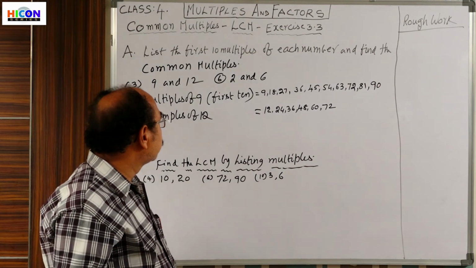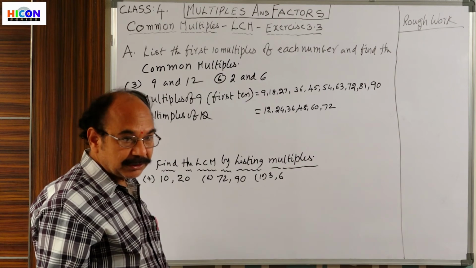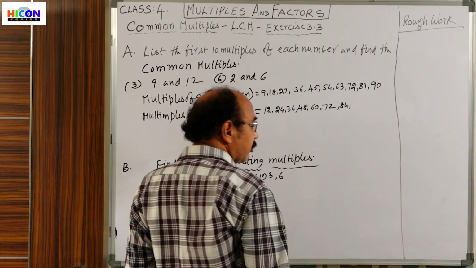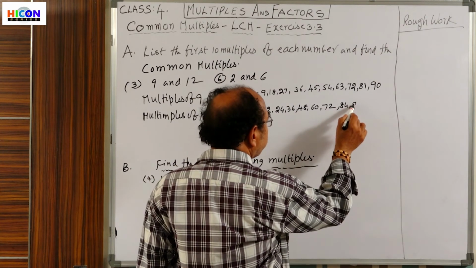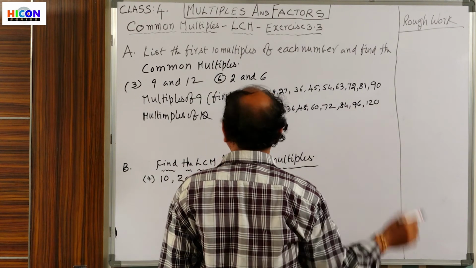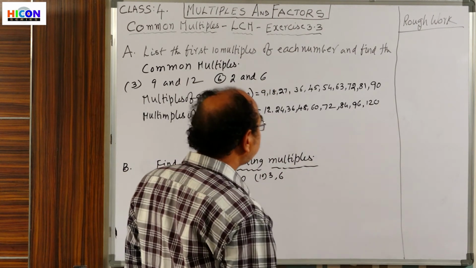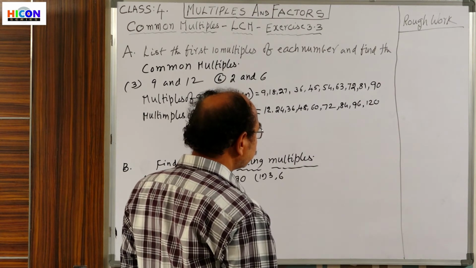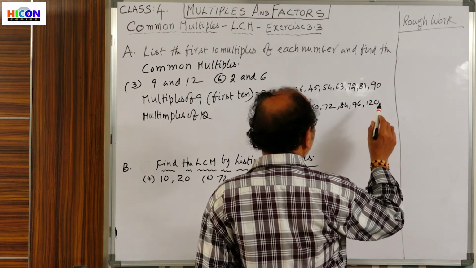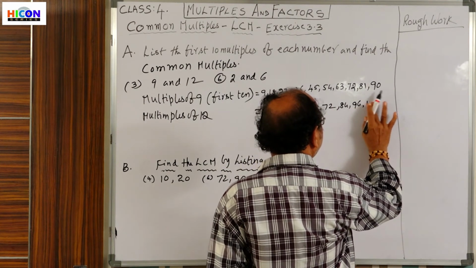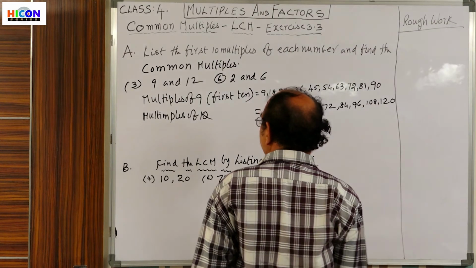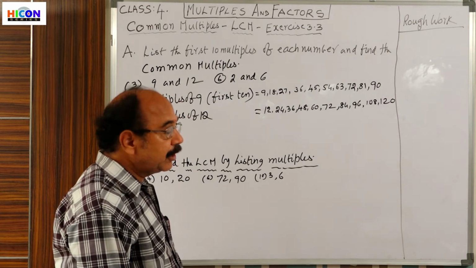Right. Next. So 12 sixes are 72. 12 sevens are 84. 12 eights are 96. 9 twelves are 108, that we didn't write here. 108, also write 108. 12 tens are 120. So like this, we can write the multiples.